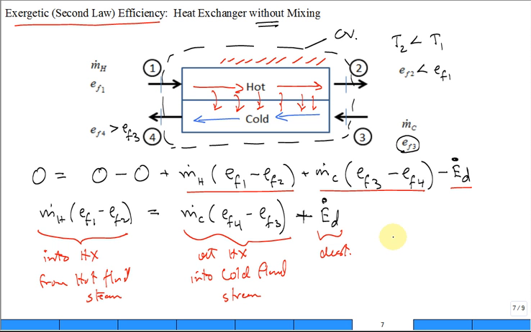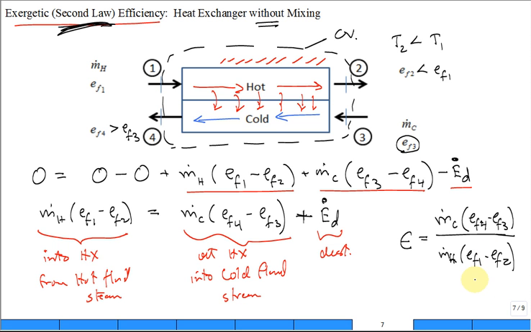So we have a measure of the performance, the second law efficiency, or the exergetic efficiency of our heat exchanger, which is what do we really want? That's kind of on the right-hand side without the destruction. We want it to get into the cold fluid. And what do we have to pay for? What drives it? What makes it work? Coming out of the hot fluid, EF1 minus EF2.